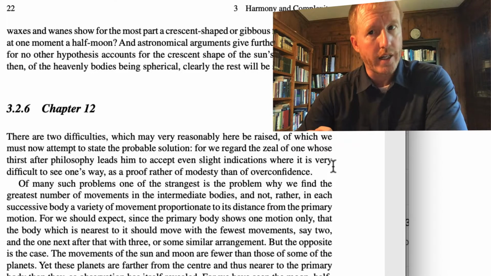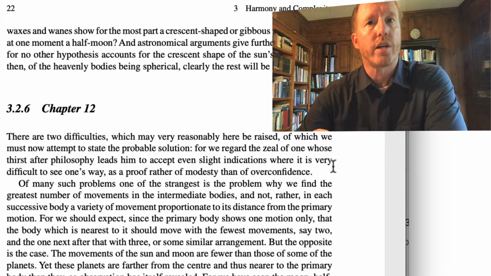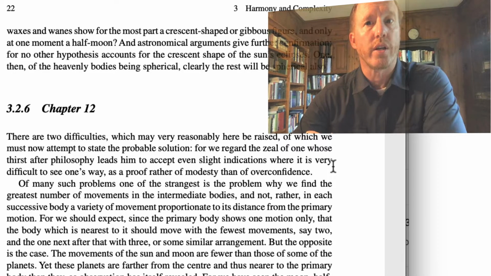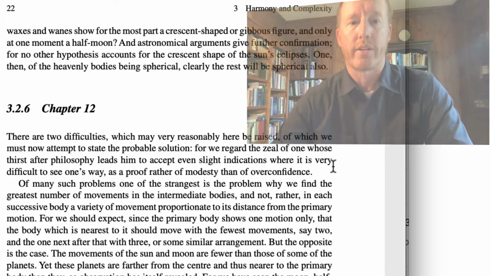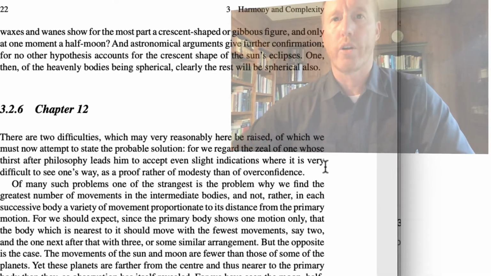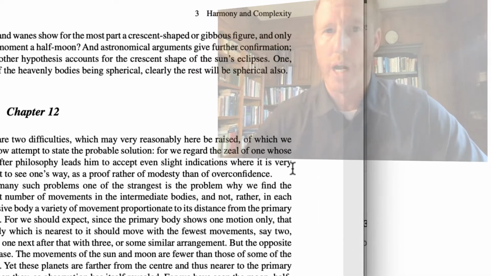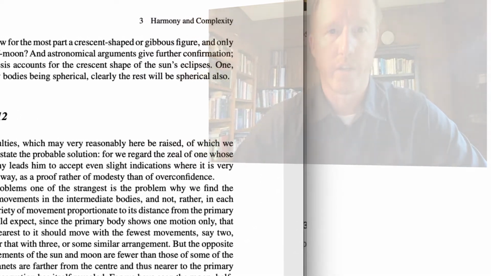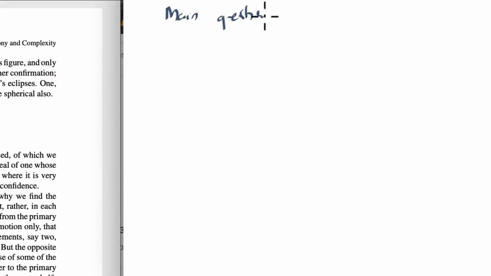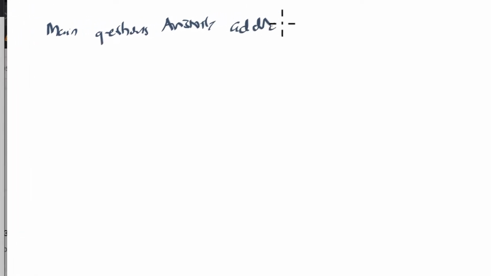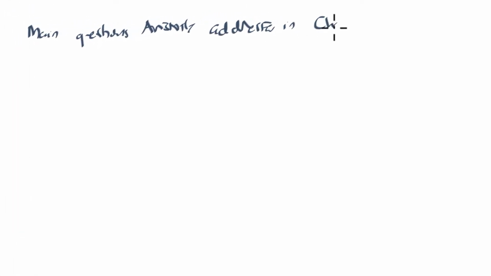And again, the underlying assumption here is that nature is intelligible. There must be a reason, even if we don't know it quite yet, there must be a reason behind why things move or act in the way that they do. So Aristotle says that there are two main questions or problems that he is going to address in this chapter. The main questions that Aristotle addresses in chapter 12 of book 2 of On the Heavens.